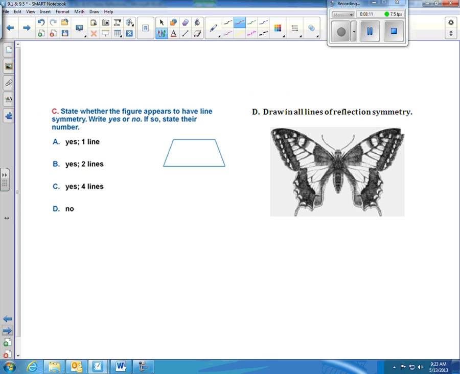All right, state whether the figure appears to have a line of symmetry. Right, yes or no, and state their number. Well, I'm going to tell you there's for sure a line of symmetry there. Determine if there's more. And D, draw all lines of reflection symmetry. So this one is a real life picture with a butterfly. Go ahead and find that out, and we'll talk about it when you guys are done. Thanks.